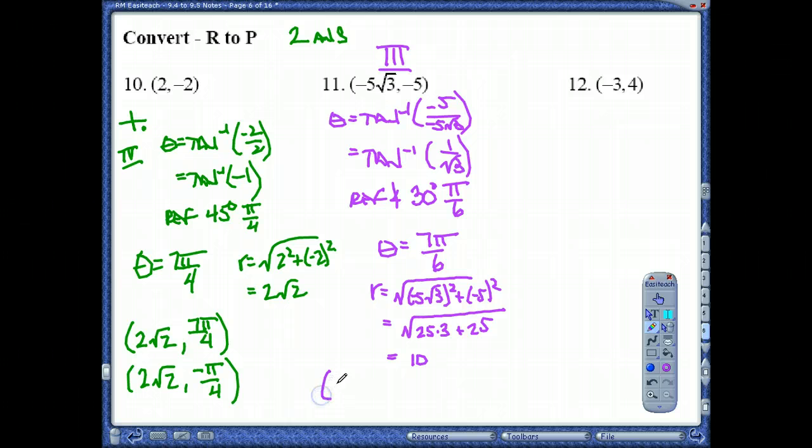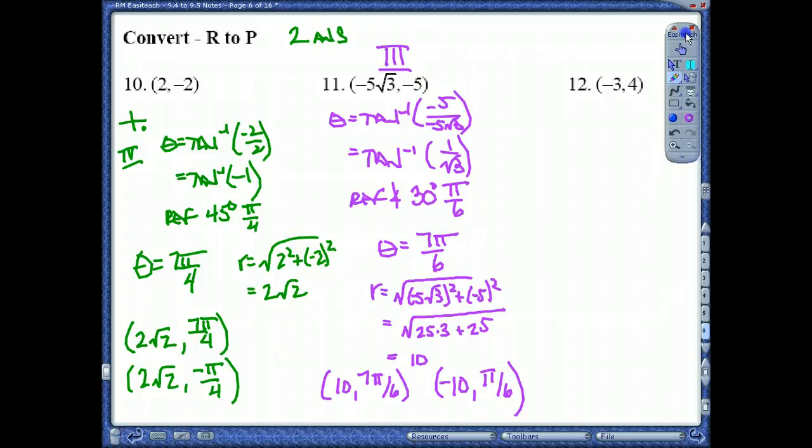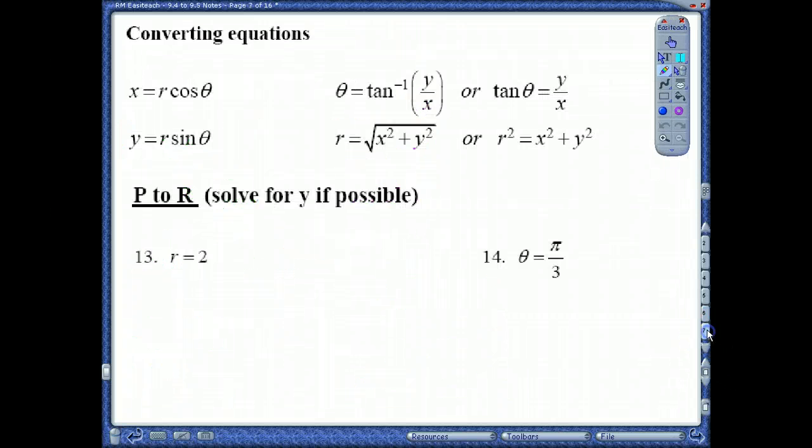So when I go to write my point, I've got 10 comma 7 pi over 6. And then I can write another representation of that point. We can do, let's do negative 10. That means I'm going to either add or subtract 1 pi. So let's subtract 1 pi. That way we'll have pi over 6. Okay. Now do number 12, and I'll give you the answers to those tomorrow, because we got things to do.